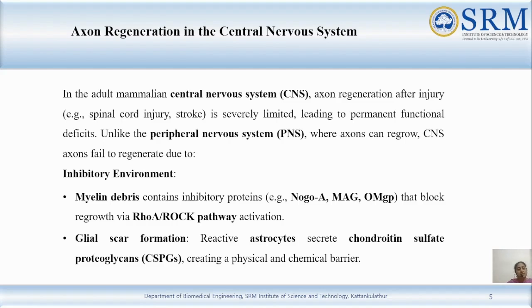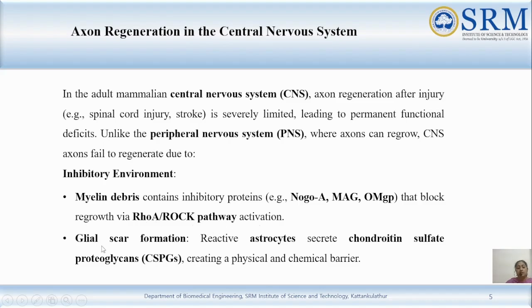So when there is a severe or injured axon, the myelin debris contains inhibitory proteins like NOGO-A, which is a myelin protein that can collapse the growth cones, and MAG, which is myelin associated glycoprotein, and this can inhibit neurite outgrowth and trigger axonal retraction. And there is OMGP, which is oligodendrocyte myelin glycoprotein, and this can block axonal extension. So all these basically block the regrowth of the axon via ROA ROCK pathway activation.